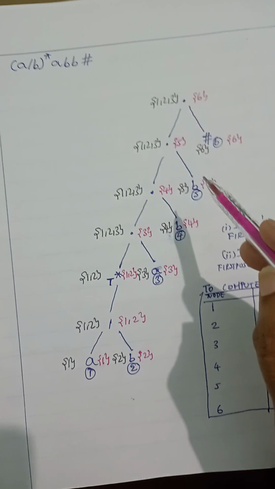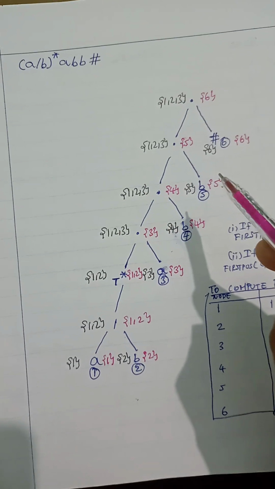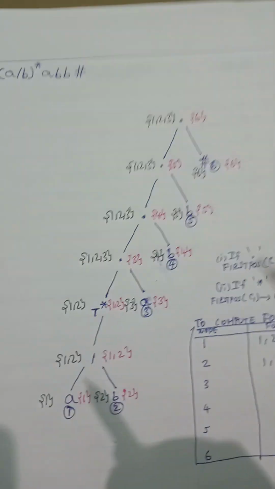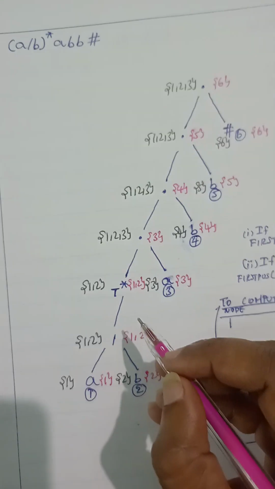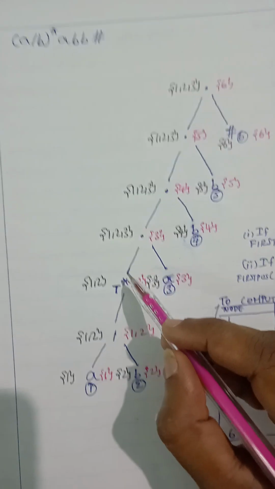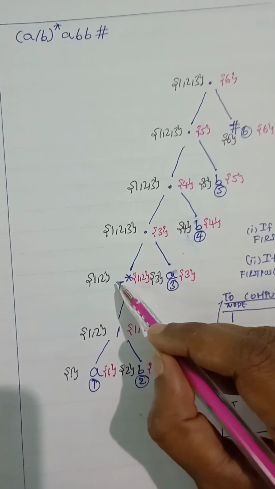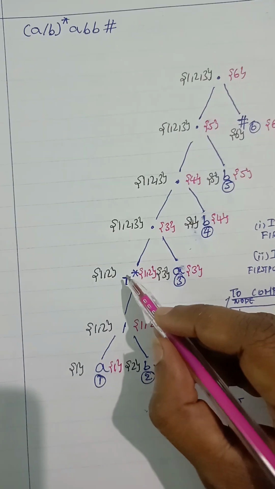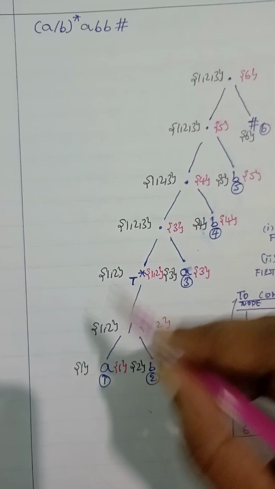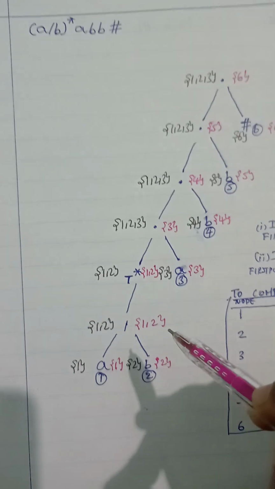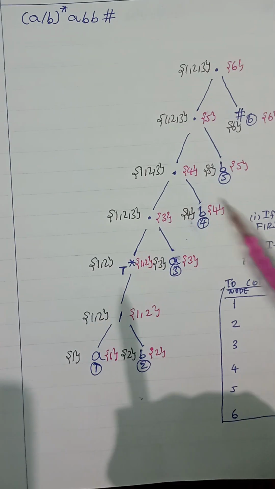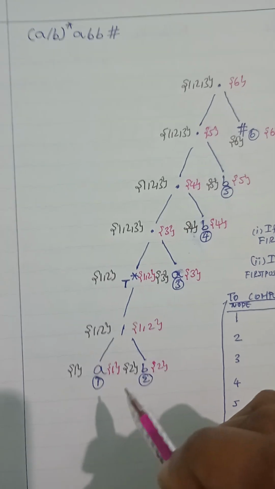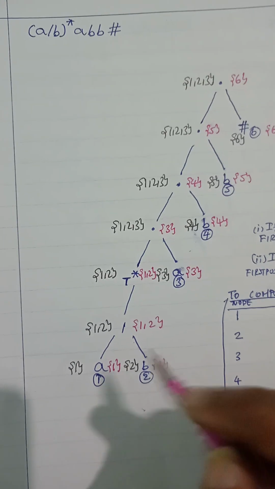We have to calculate all the functions, that is nullable function, first position, last position and the follow position. To calculate the nullable function, the nullable of the star node is always true and all other nodes are false. So I have marked only the true node. Remaining all other nodes, interior and exterior, are false.